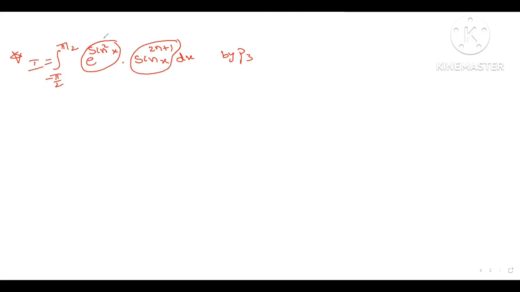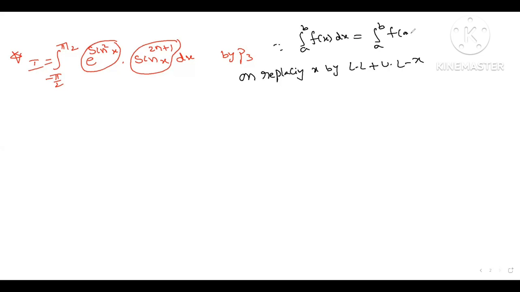Okay, now let us explain this proof. By using this property, replacing x by lower limit plus upper limit minus x. What is property number 3? Integral a to b f of x dx is equal to integral a to b f of (a plus b minus x) dx. In place of x, we should write lower limit plus upper limit minus x.